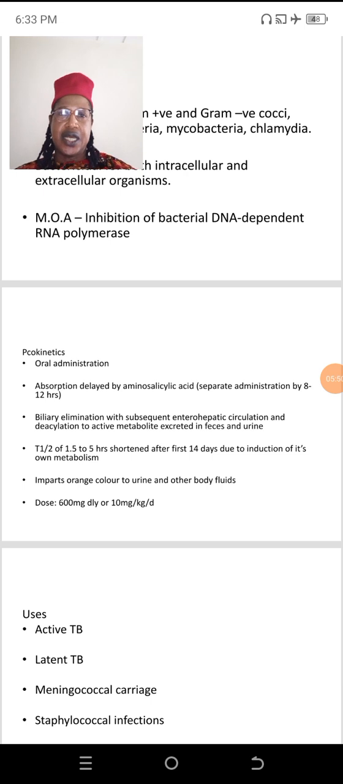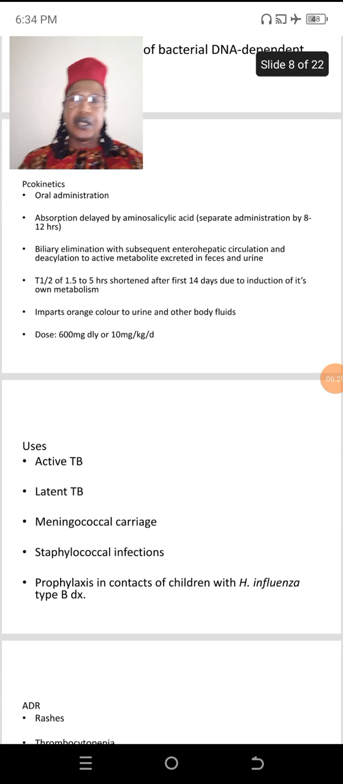Rifampin is a microsomal enzyme inducer, and because of this, its initial half-life of about 1.5 to 5 hours is shortened after 14 days. It also induces the metabolism of other drugs that are substrates for CYP. Rifampin imparts an orange color to urine and other body fluids, and the dose is 600 milligrams per day or 10 milligrams per kilogram per day.